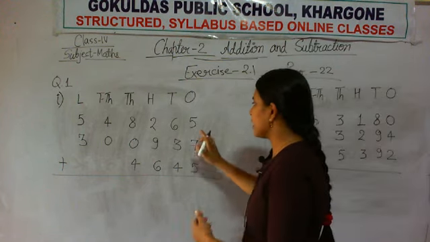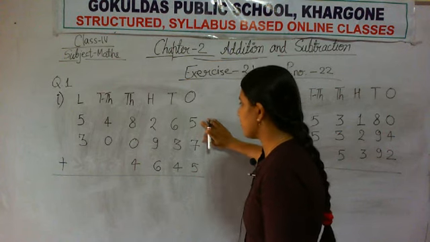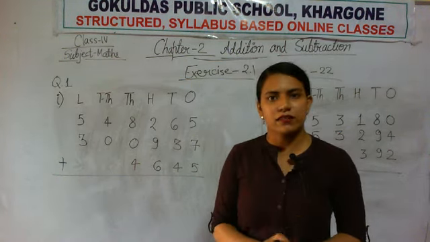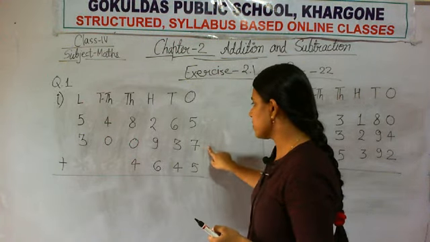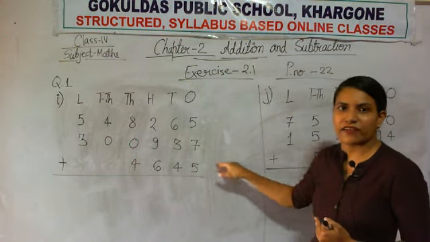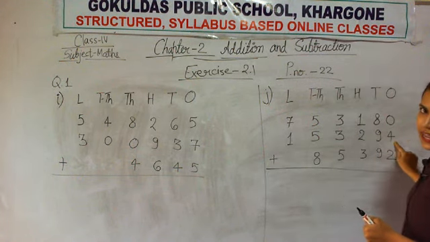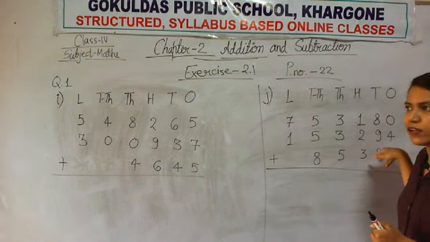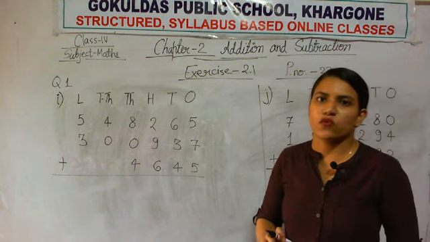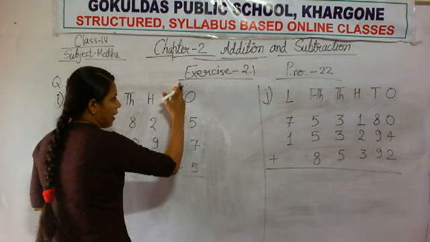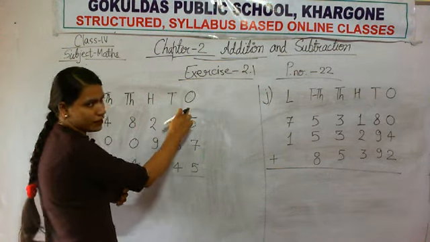Okay, now start adding. Here you can see that at ones place. First check how many addends are given. First addend, second addend and third addend. 3 addends are given. Here also first addend, second addend and third addend. 3 addends are given. You want to add this. So now let us start. Always start adding from the ones place.